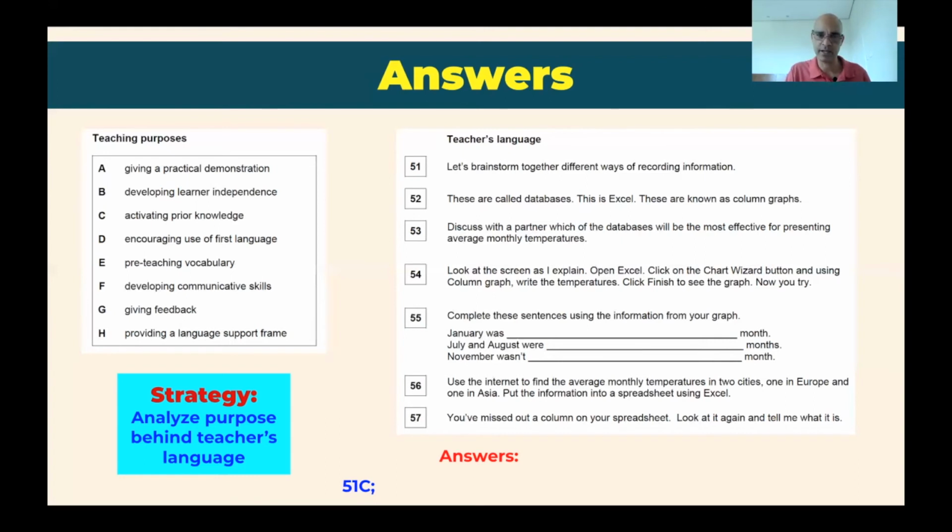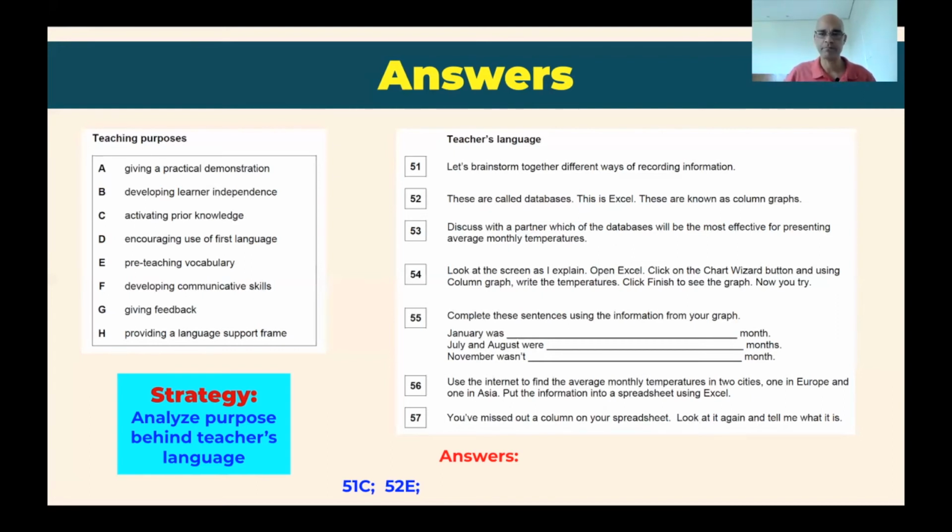That's definitely letter E. The teacher is pre-teaching vocabulary, because if the students are going to need databases in this lesson, they're going to need to know what Excel is, and they're going to need to know what a column graph or a bar graph or a line graph, those other types of graphs are. The teacher is front-loading vocabulary, pre-teaching vocabulary. Those two terms refer to teaching something before students need it, or providing the vocabulary.